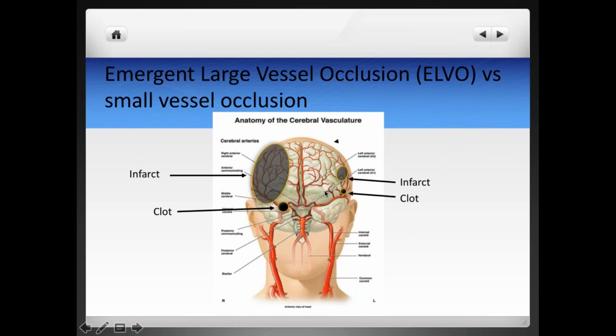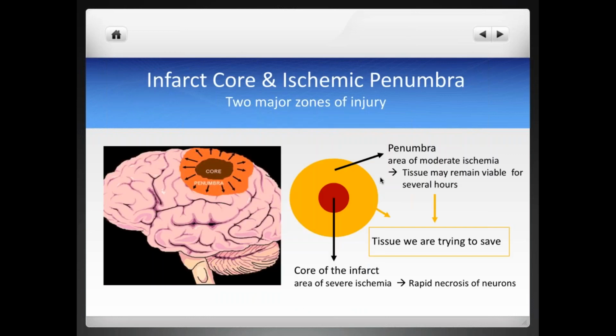That is very different to when we talk about large vessel occlusion, or emergent large vessel occlusion, ELVO, which means that you have an occlusion involving either the internal carotid artery or the M1 segment of the middle cerebral artery, either of which is going to cause a very sizable stroke that can lead to significant disability. So remember the concepts of ELVO versus a small vessel occlusion.